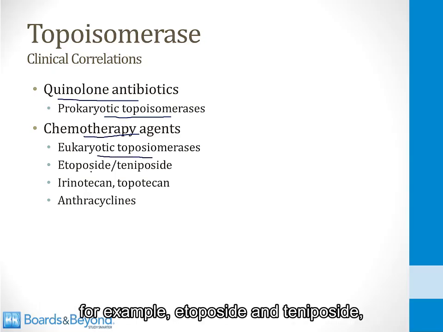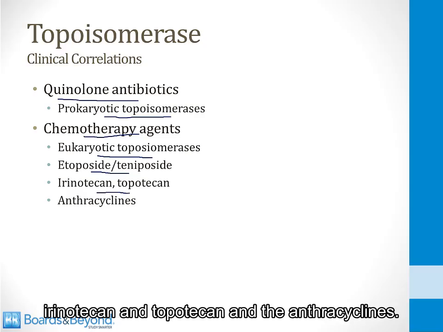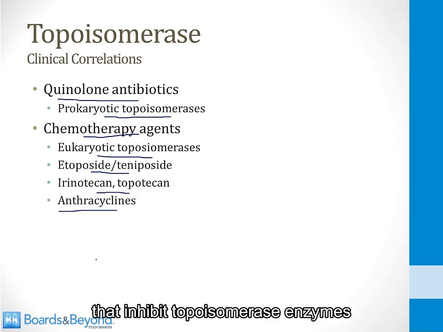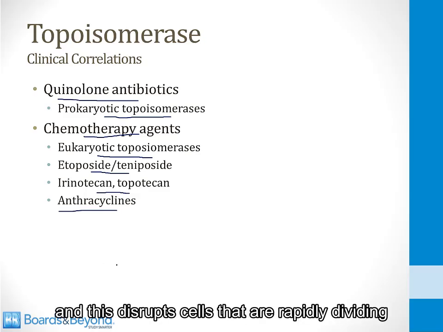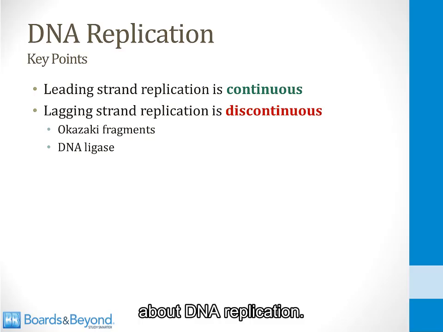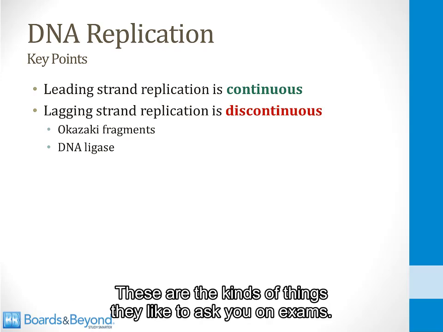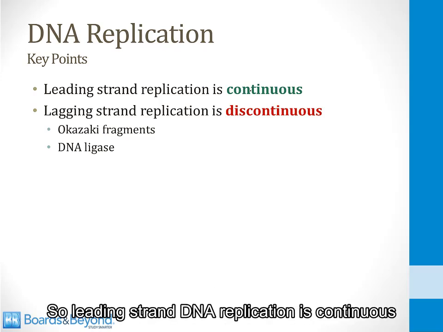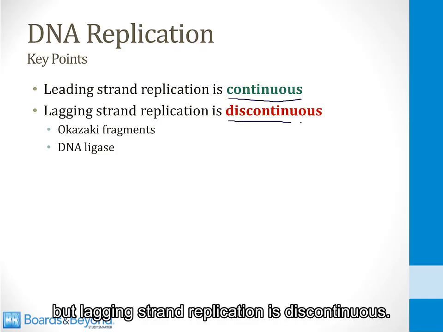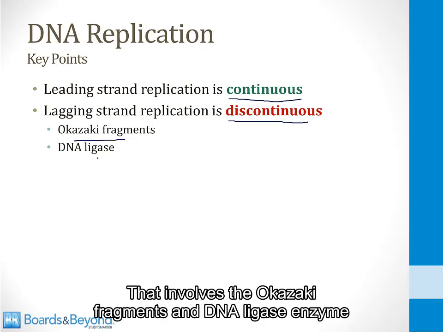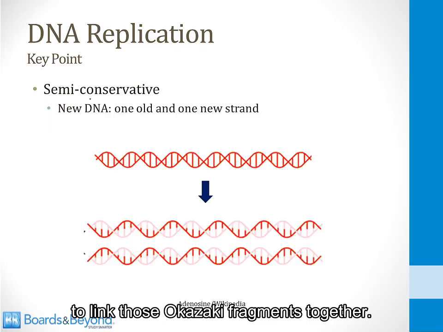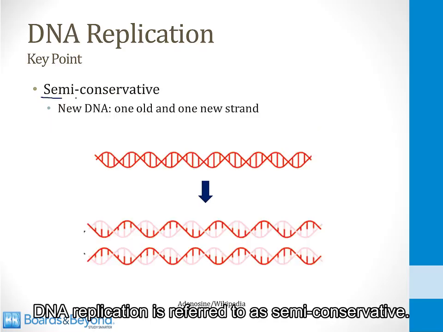For example, etoposide and teniposide, irinotecan and topotecan, and the anthracyclines. All of these have activity that inhibit topoisomerase enzymes, and this disrupts cells that are rapidly dividing, like cancer cells. Let me make a couple general key points about DNA replication. These are the kind of things they like to ask you on exams. So leading strand DNA replication is continuous, as I showed before, but lagging strand replication is discontinuous. That involves the Okazaki fragments and DNA ligase enzyme to link those Okazaki fragments together. DNA replication is referred to as semi-conservative.